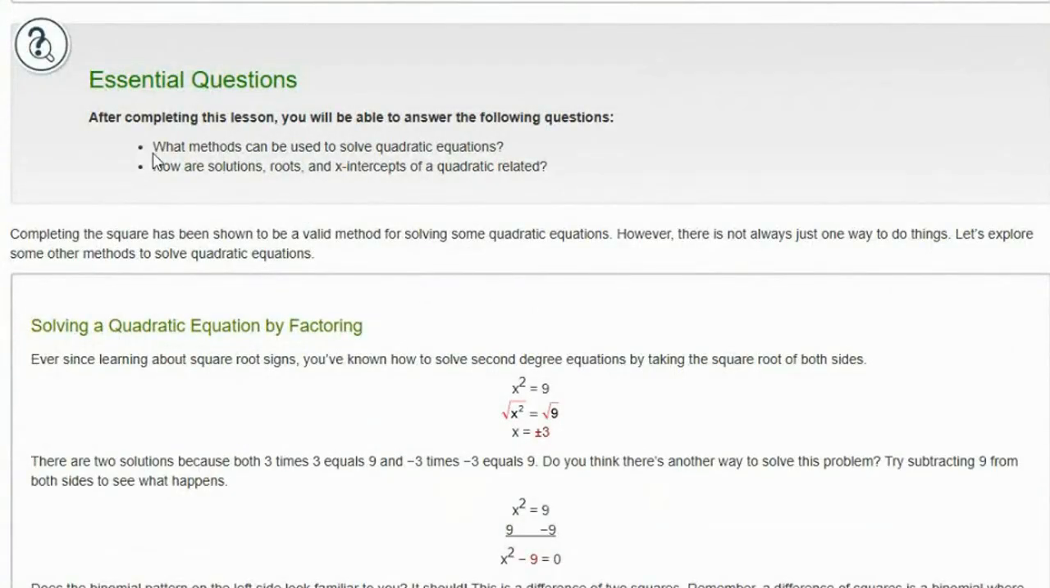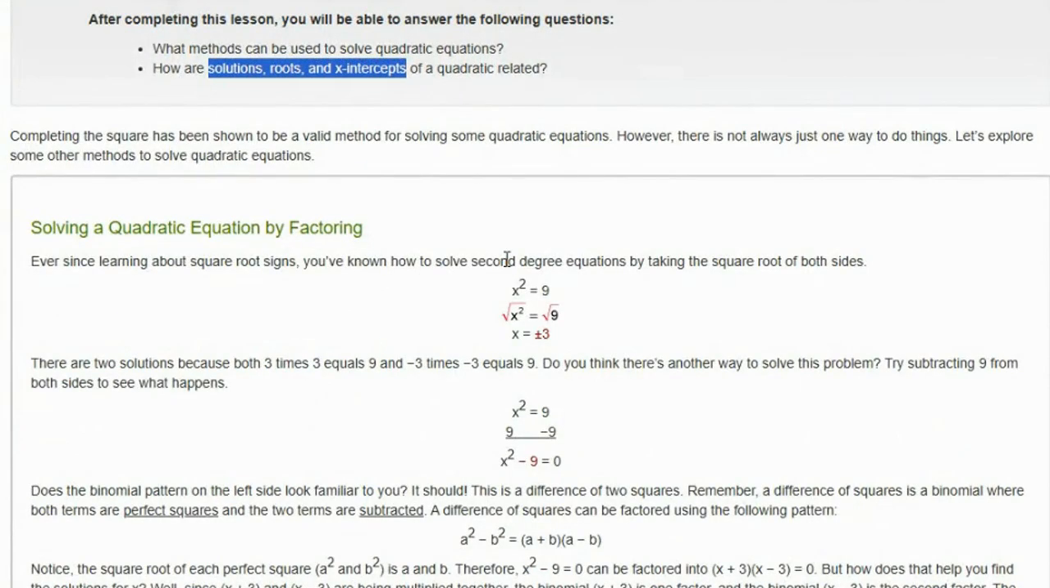So we're going to learn what methods can be used to solve quadratic equations, and how the solutions, roots, and x-intercepts of a quadratic are related. I'll give you a spoiler alert: those are all the same thing. It's saying the same thing. Completing the square has been shown a valid method for solving some quadratic equations, but there's not always just one way to do things. Let's explore some other methods.